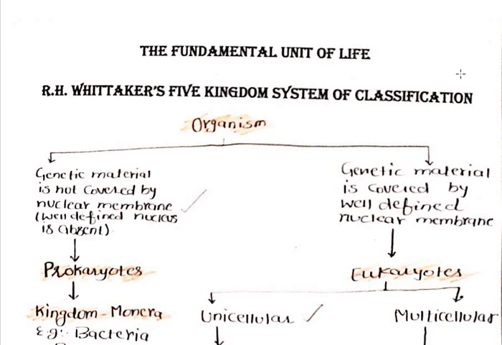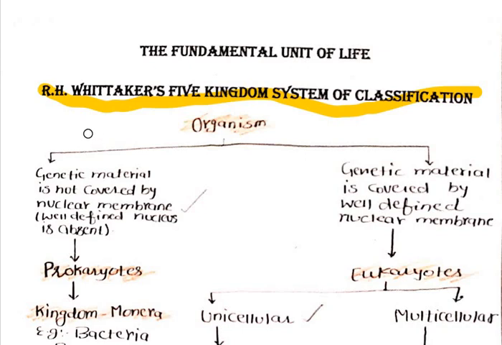That is R.H. Whittaker's 5 kingdom system of classification. Whenever I teach any class, whether it is class 8, 9 or 11, I start my topic with R.H. Whittaker's 5 kingdom system of classification, because it is directly linked with chapter 8 as well as with chapter 2. If you know about it, then you will have a better understanding of prokaryotes and eukaryotes. So now I am going to start with the first topic, R.H. Whittaker's 5 kingdom system of classification.